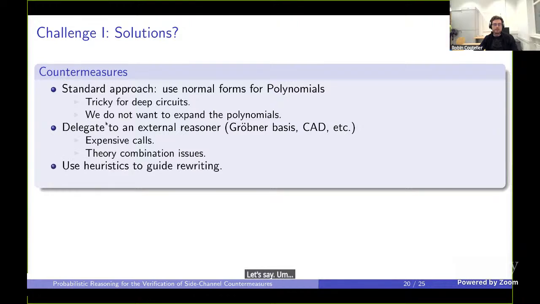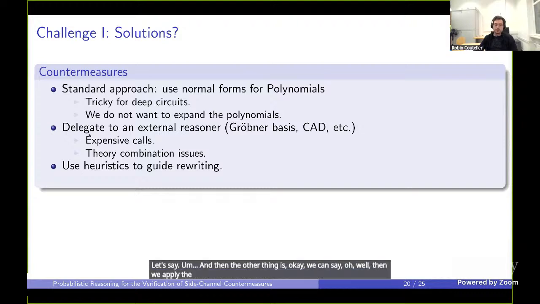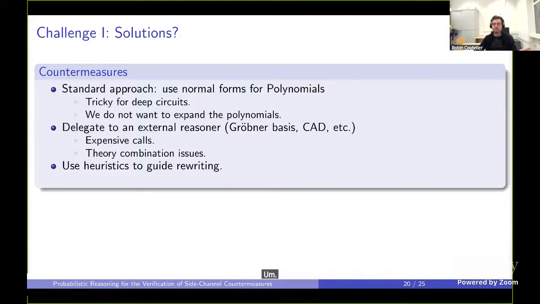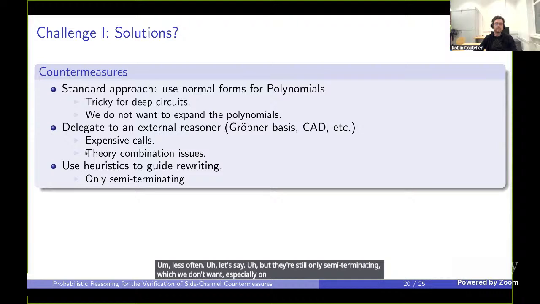And then the other thing is, okay, we can say, oh, well, then we apply the associativity rule less often, let's say. But it's still only semi-terminating, which we don't want, especially on a finite problem that is definitely decidable.